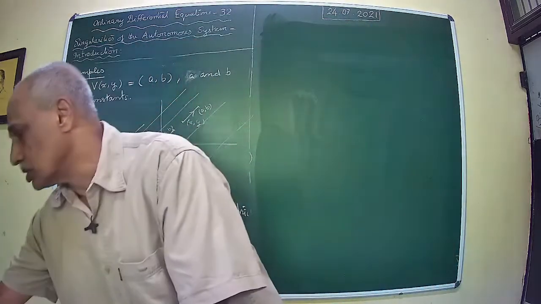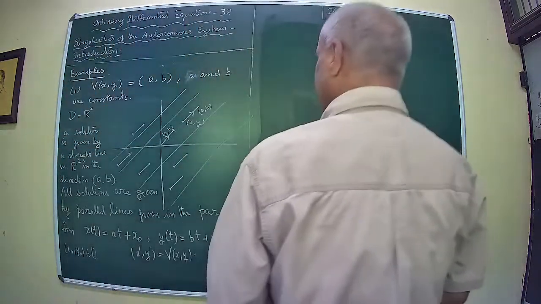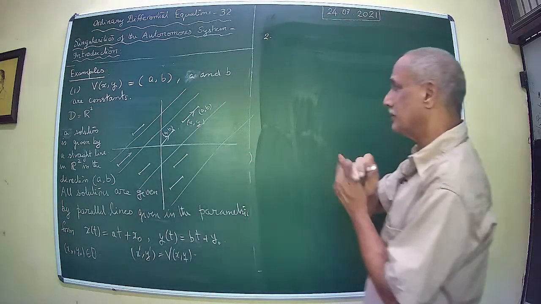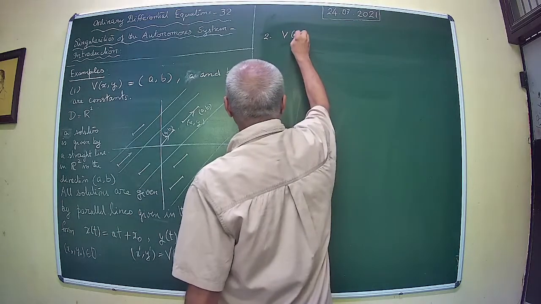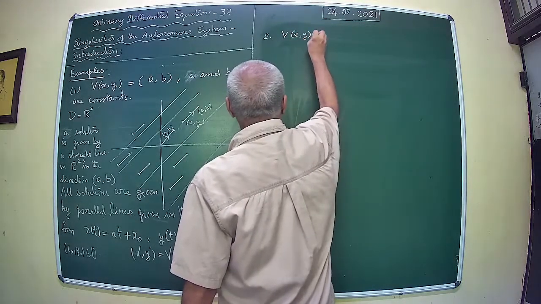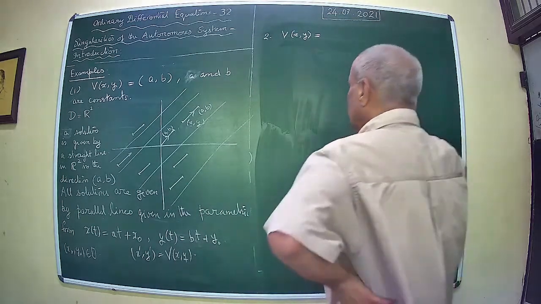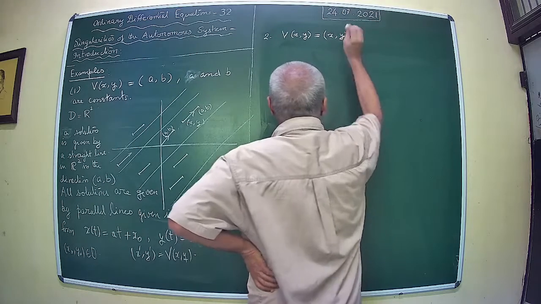Okay, so what do you get? Here, let us look at the second problem. Second problem is, I take V(x,y) to be equal to (x,y).